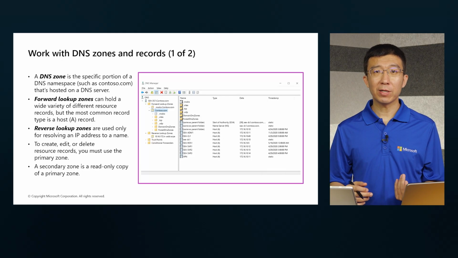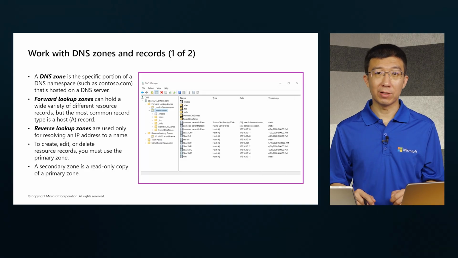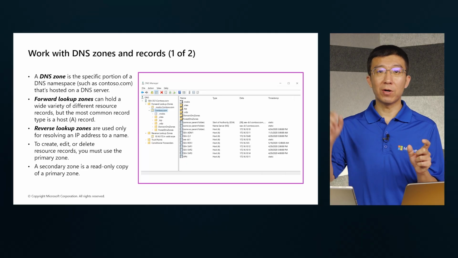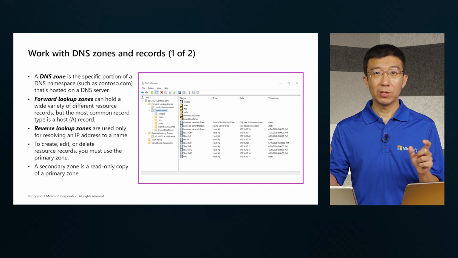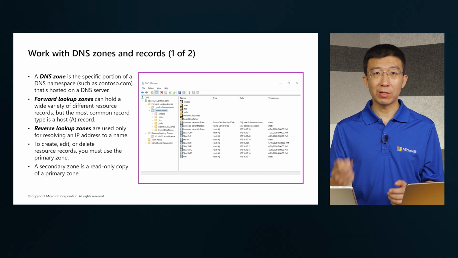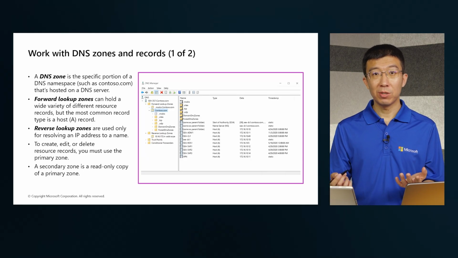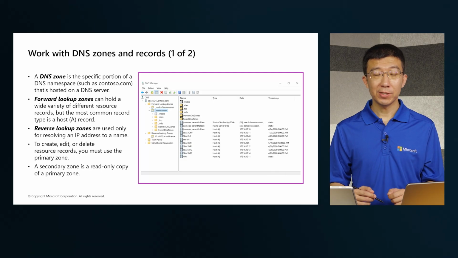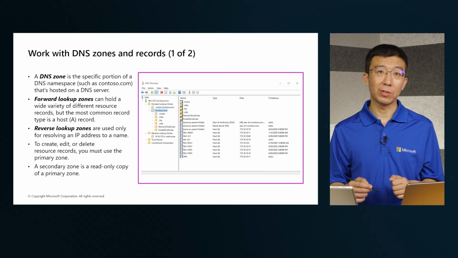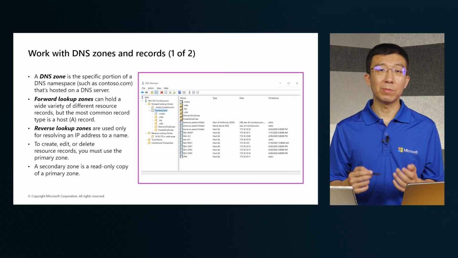The most common record in a forward lookup zone is the host record, which maps a hostname to an IPv4 address. To create, edit, or delete resource records, you must use the primary zone, which is writable. Secondary zones are read-only copies of the primary zone, and they are used for redundancy and load balancing.